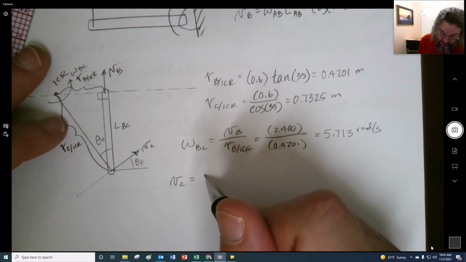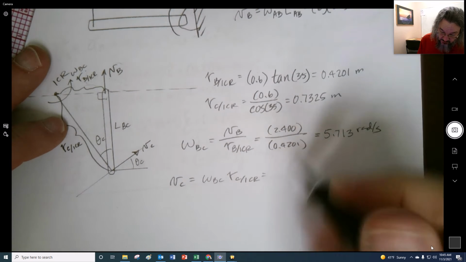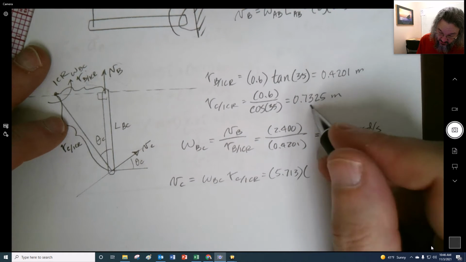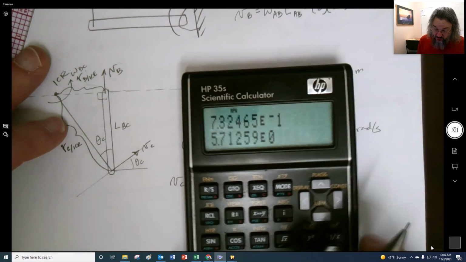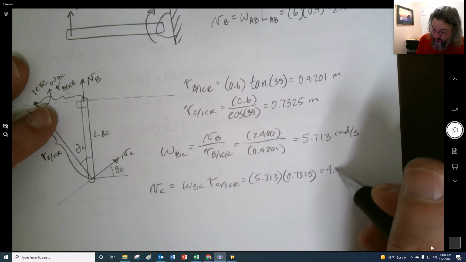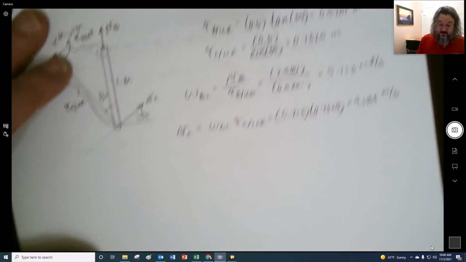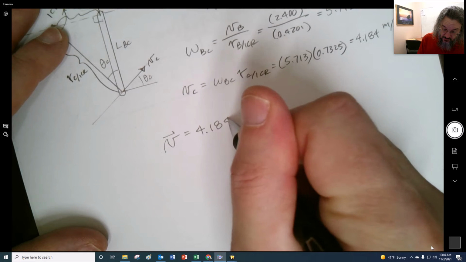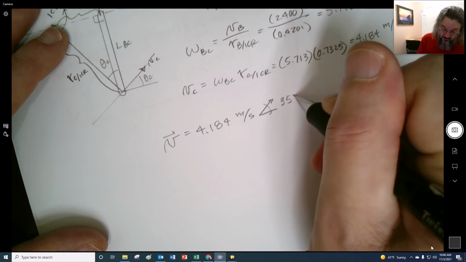And so now I take the omega BC times RC with respect to ICR. And I take 5.713 times my 0.7325. And I already have those in my calculator, so I just hit times. And I go 4.184 meters per second. And so my answer is 4.184 meters per second, 35 degrees.